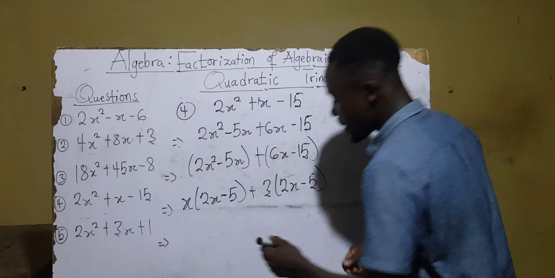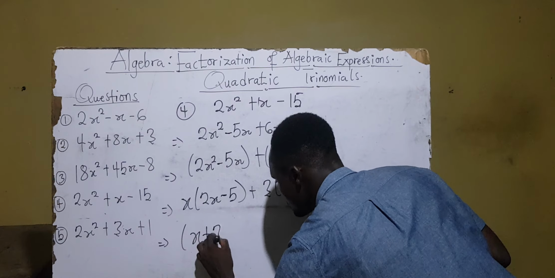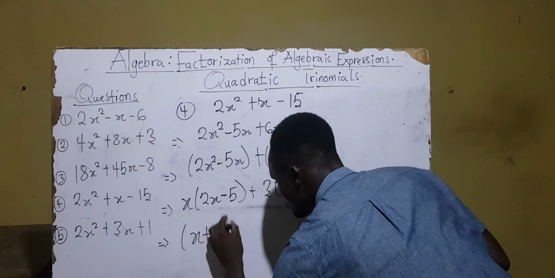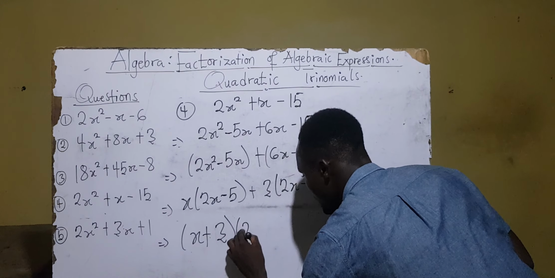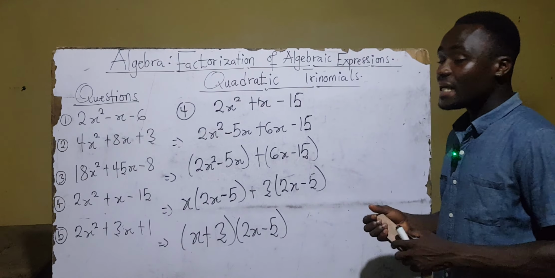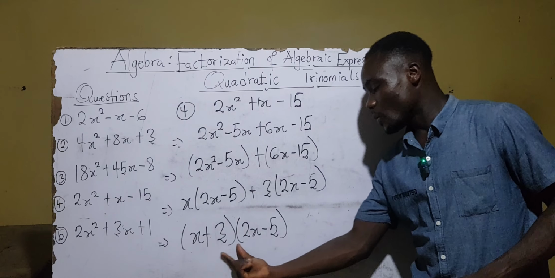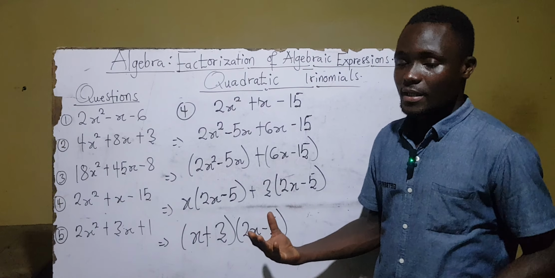So now we conclude our final answer where we open a bracket. We are getting x plus 3 in a bracket. Then we have 2x minus 5. That means this is the factorized form of the quadratic trinomial. And I believe you are following the concept.